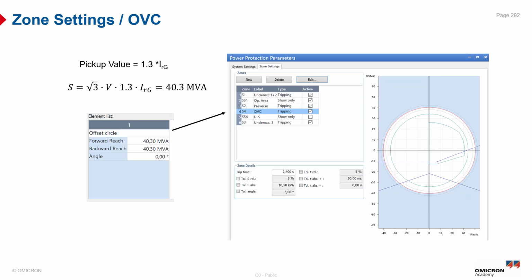Now we will talk about the zone setting of the overcurrent protection configuration, and the pickup value here is set to 1.3 times the generator rated current, IRG. This element is configured as an offset circle, as we explained before, with the angle equal to 0, and corresponds to the operating threshold of the overcurrent protection OVC function. By applying the apparent power formula, S equals root 3 multiplied by voltage multiplied by 1.3 of the rated current, we obtain an apparent power of 40.3 megavolt ampere.